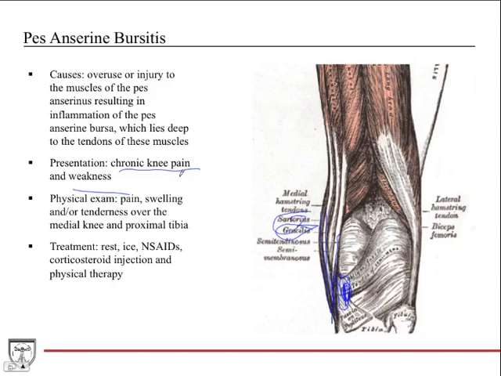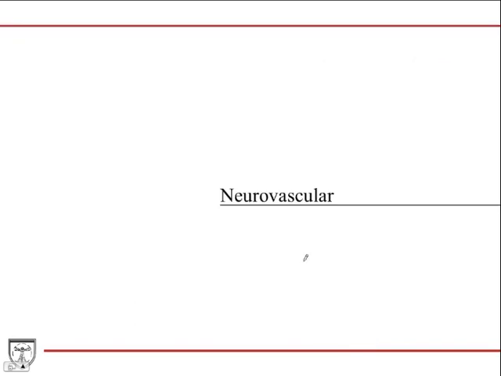So the way these people are going to present is pain, swelling, and/or tenderness over the medial knee, and specifically the proximal tibia. So that's going to be your tip-off to pes anserine bursitis. So it's going to be proximal tibia, medial knee, overuse injury. And then the way you treat it is rest, ice it. There's going to be inflammation, so you give NSAIDs. If it's really bad, you can put a corticosteroid injection in there, and then also have them do some physical therapy.